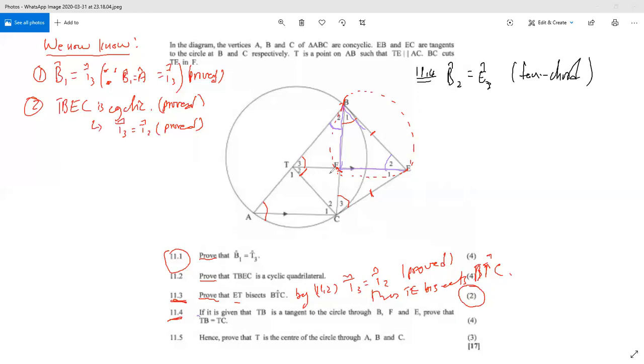What is my aim, guys? My aim is to show that TB here is equal to TC. So that is the aim. Actually, that's not the aim, rather, that is the required to prove statement. My apologies. So the required to prove statement, RTP, is that TB is equal to TC.